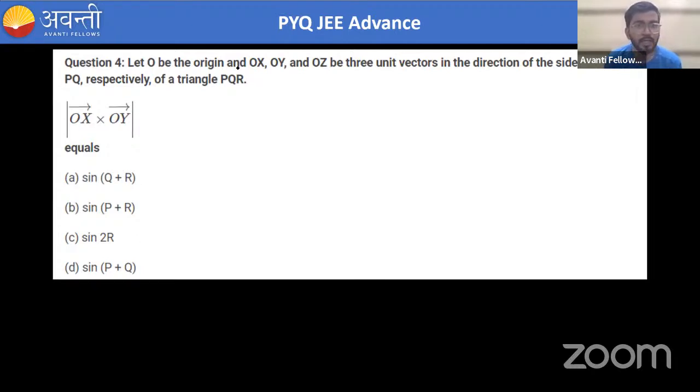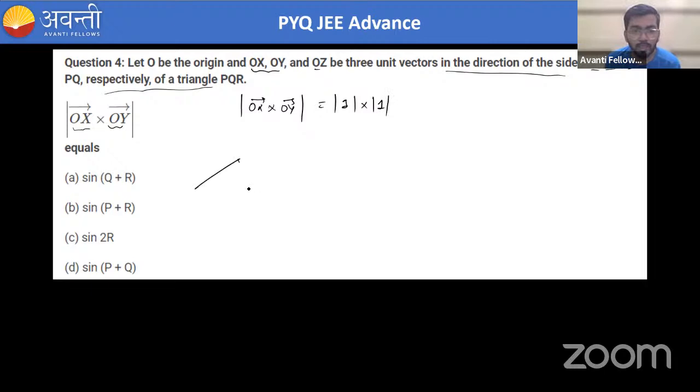In this question, let O be the origin, OX, OY, and OZ be the three vectors in the direction of the sides QR, RP, and PQ. So this is similar to the previous question. We have just been asked the value of OX bar cross OY bar. Since we know that these are unit vectors, this will be 1 into angle. So you know that this is triangle PQR. In the direction of QR is OX, in the direction of RP is OY, in the direction of PQ is OZ.